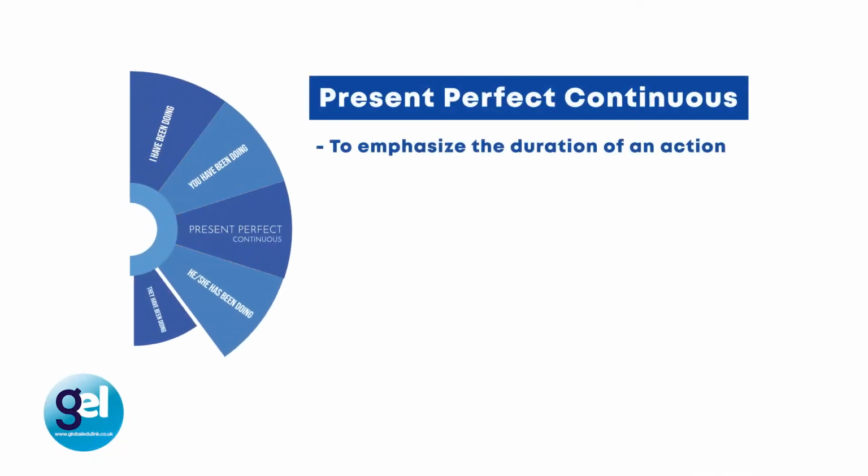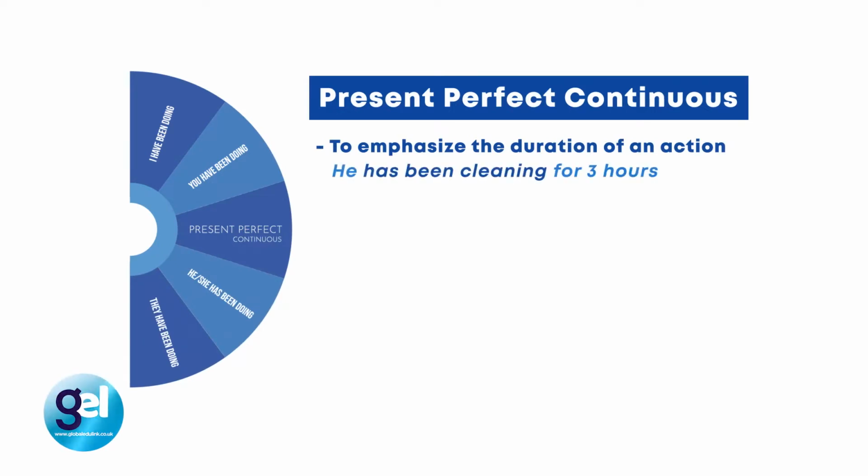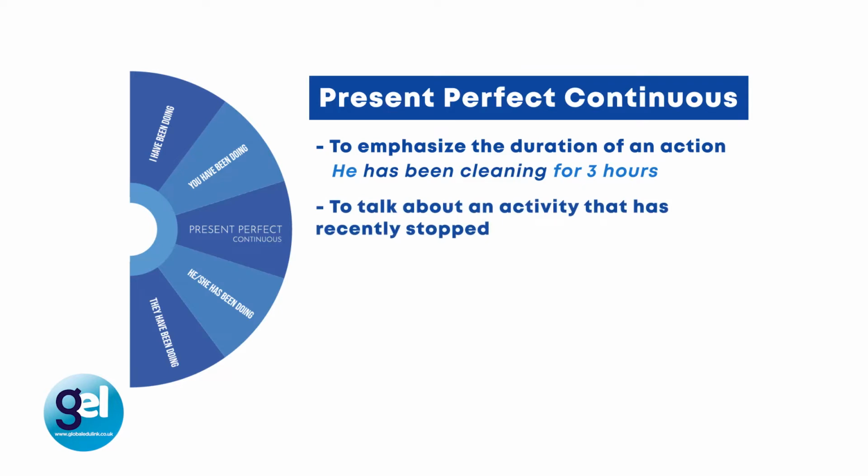Let's focus on the present perfect continuous. So how do we use it? What's the meaning? We use it to emphasize the duration of an action. He has been cleaning for 3 hours. We use it to talk about an activity that's recently stopped. I've been looking for a new job since January, but I've now found a job, so therefore it's recently stopped.